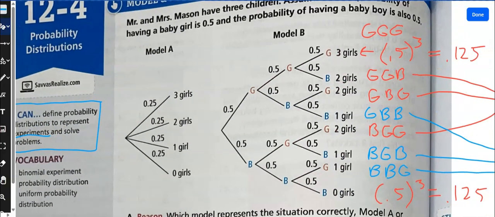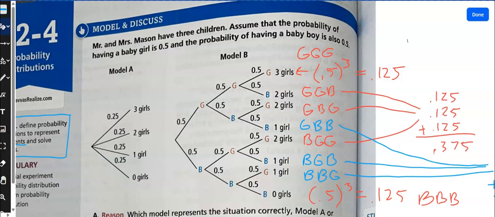For instance, they give two models here in this example of having three kids. Mr. and Mrs. Mason have three kids. Now, that is a weird experiment, right? We're just going to randomly tell this couple, hey, you're going to have three kids. And let's figure out the probability of what you're going to have. Well, it is definitely not like Model A. There's not like a 25% chance that you're going to have 0 girls, 1 girl, 2 girls, and 3 girls. It's not like there's just 4 options here.